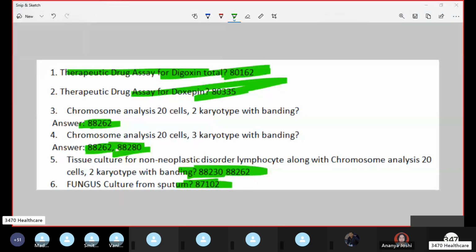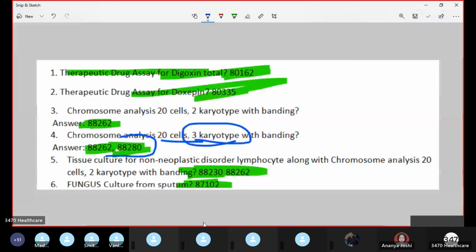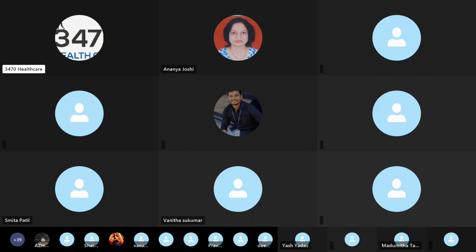Fourth one, what doubt? You can go to the back side of the book, chromosome analysis under chorionic villus. You will get the code 88262 if it is 20 cells, 2 karyotypes. But one karyotype alone we are extra, so you have to give the karyotype additional code, so 88280. Karyotypes additionally need to be coded. Okay, so these are the things you have to know.